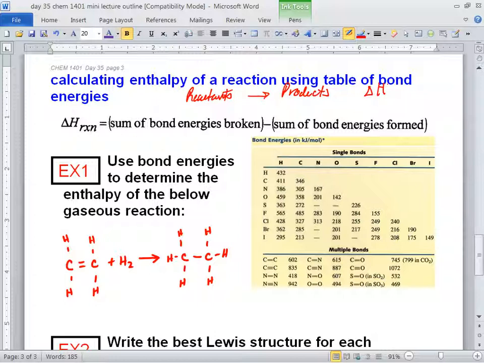Now, when you get these numbers in the table, Mia, can you read it? What are the units? There's a lot of numbers in that table, but what are the units of those numbers? Can you read it? Kilojoules per mole. Good, because that's what delta H is in, right? We'd have a real problem if it wasn't.